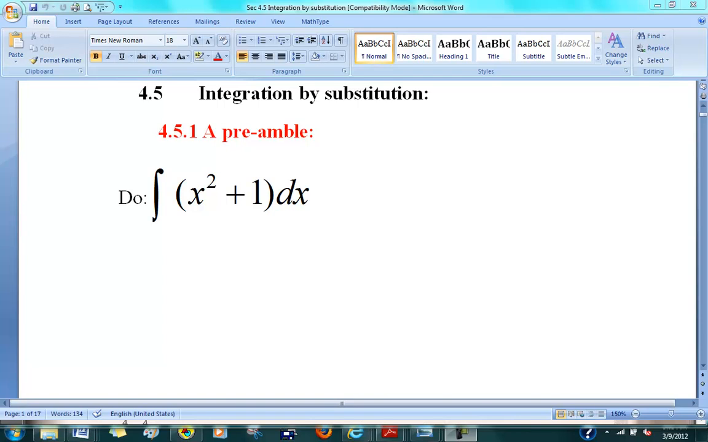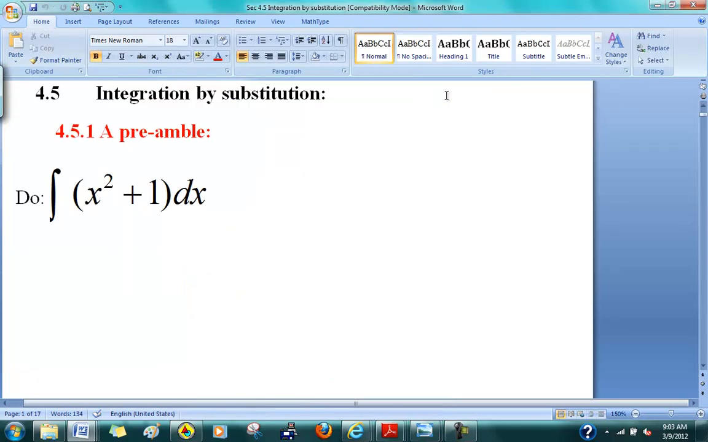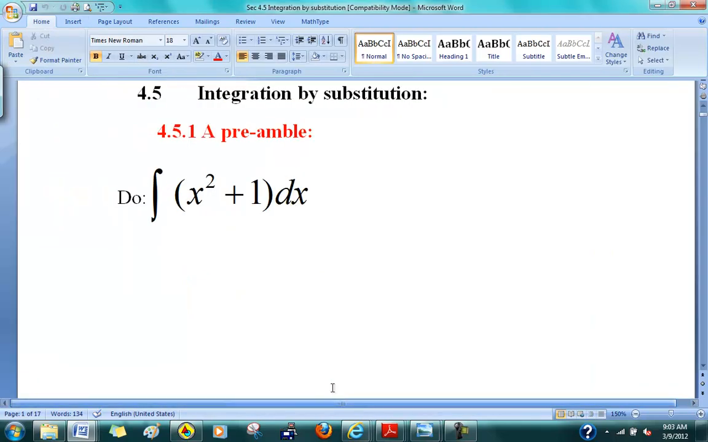Okay, I'd like to get started, please. We start out with 4.5. It's about integration using U substitution, okay?